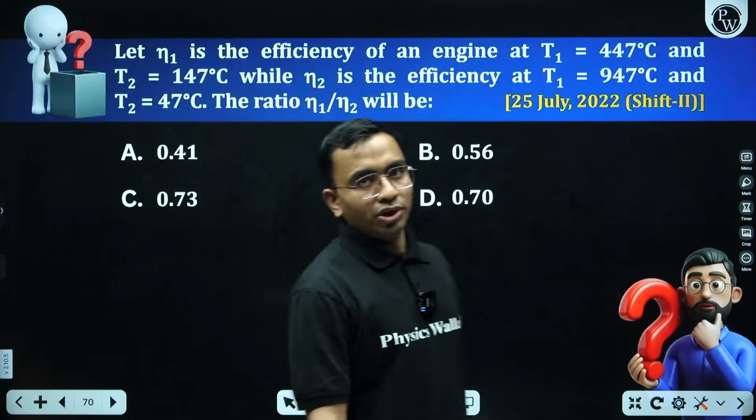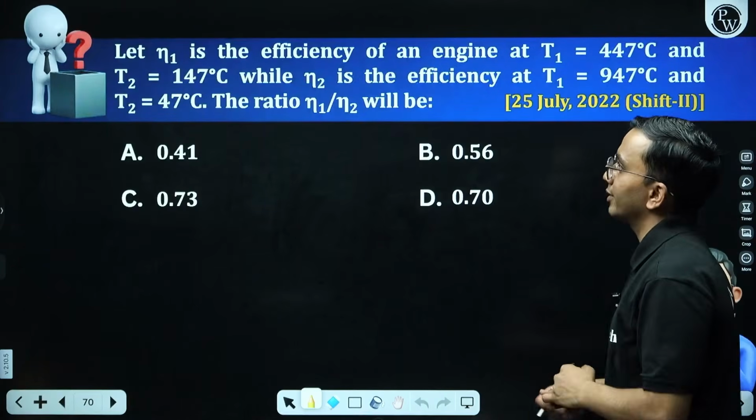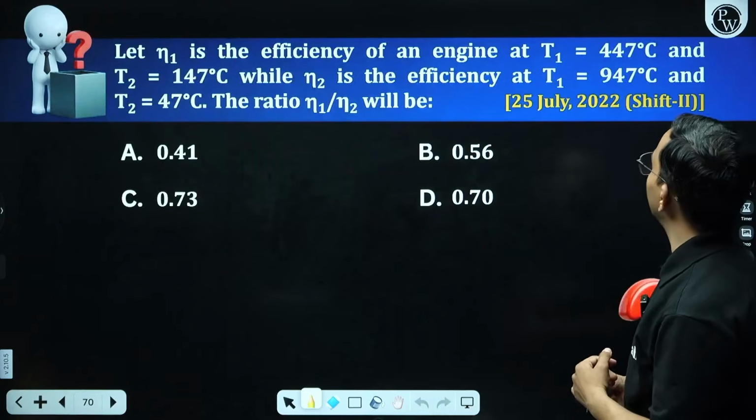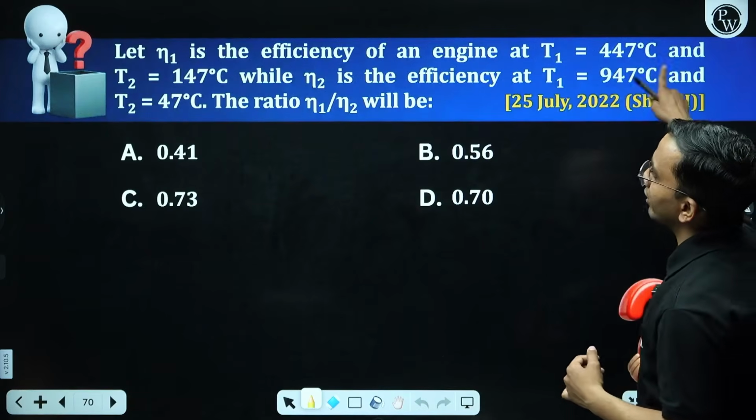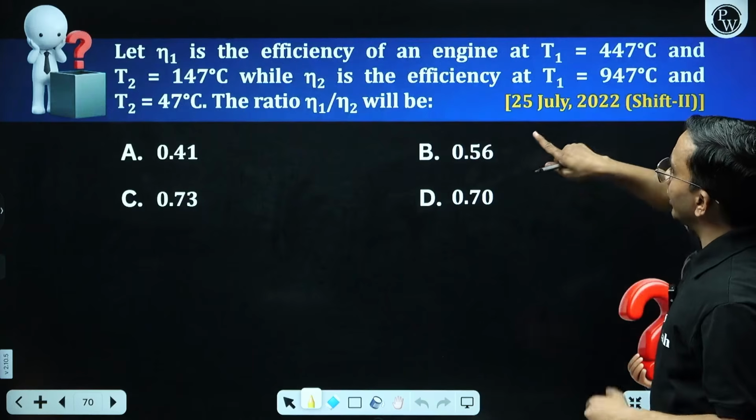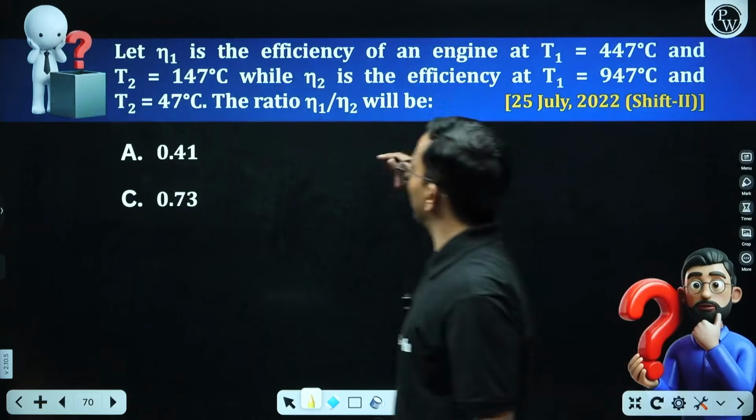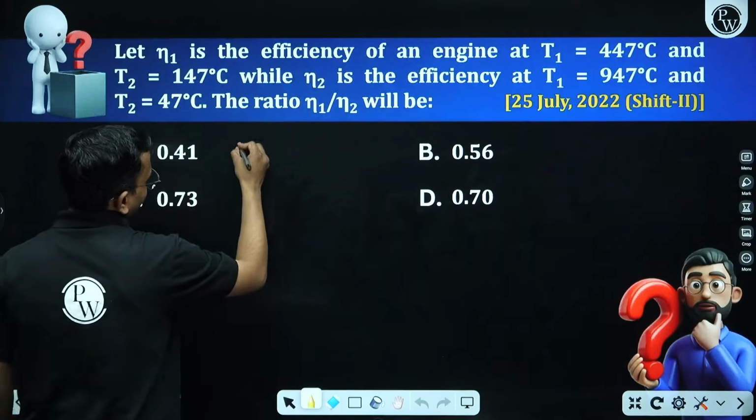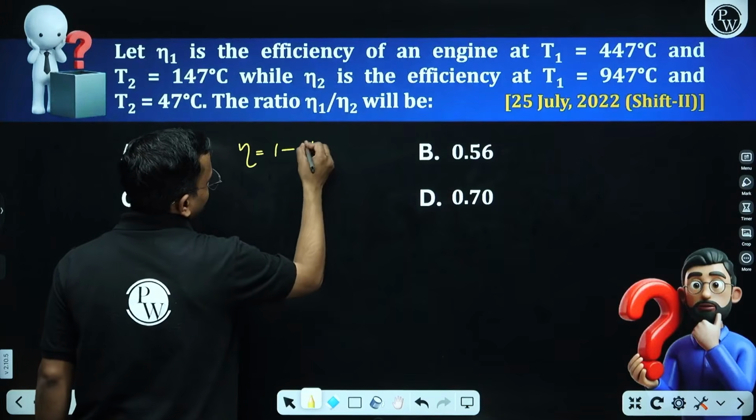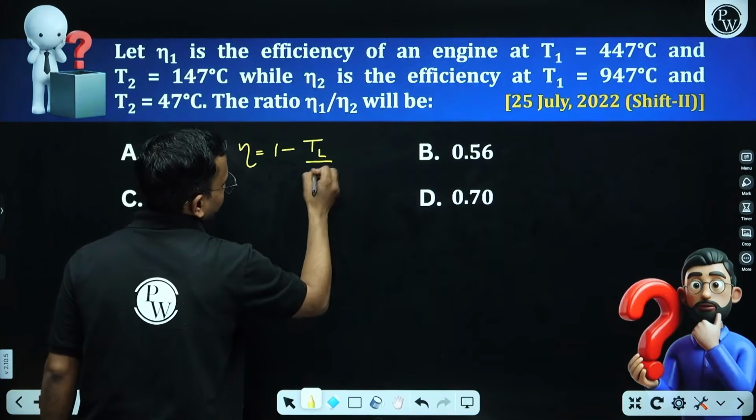Now coming to the question. Let us read this. Let eta 1 be the efficiency of an engine at 447 degrees Celsius and 147 degrees, while eta 2 is the efficiency at this and this. What is the ratio of eta 1 and eta 2? So eta is 1 minus T low divided by T high.